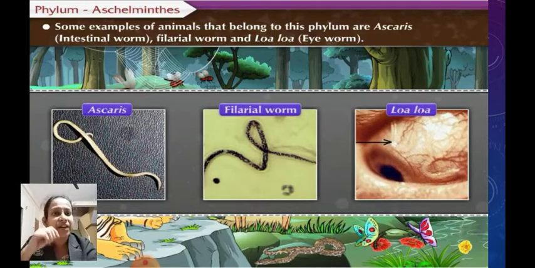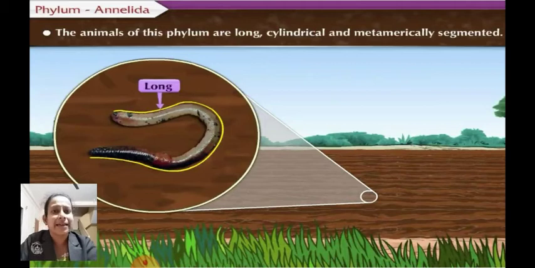So this is regarding the phylum Aschelminthes. Now next let us continue with the next phylum, that is phylum Annelida. Now this phylum Annelida, you are aware of this organism, right? Have you seen this somewhere?